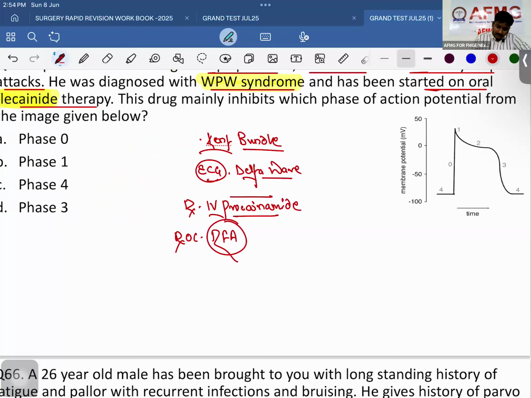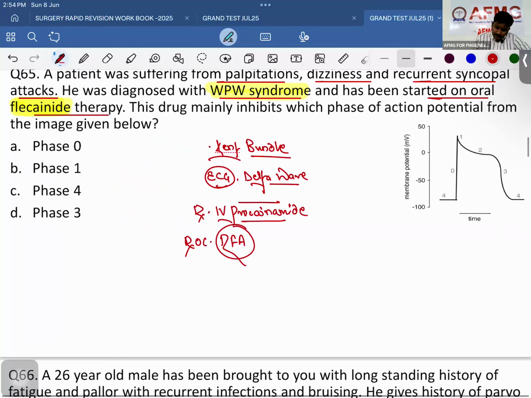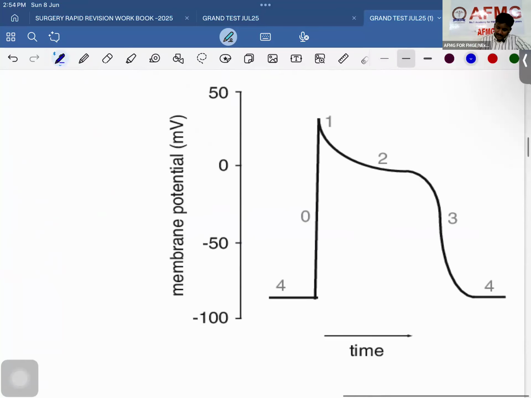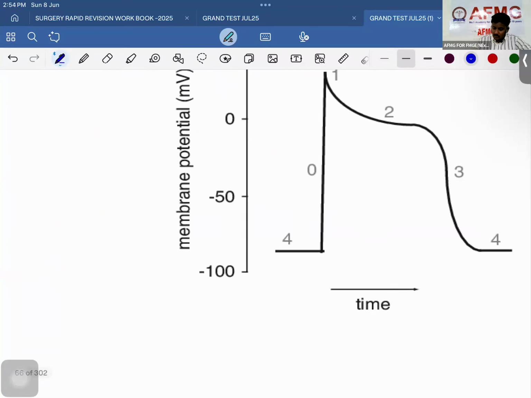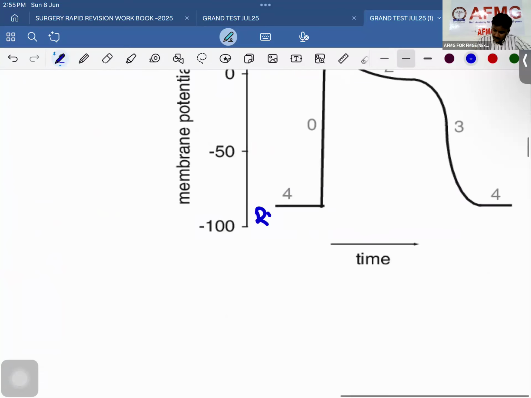Now here they are asking you that flecainide is given to the patient. This drug mainly inhibits which phase of the action potential from the image given below? Now let's see one by one, beta. If I talk about phase 0, beta, we know that phase 4 is nothing else but RMP or the resting membrane potential, beta. And for heart muscles, we know it is going to be minus 90 millivolt. Clear? That is important to be remembered.